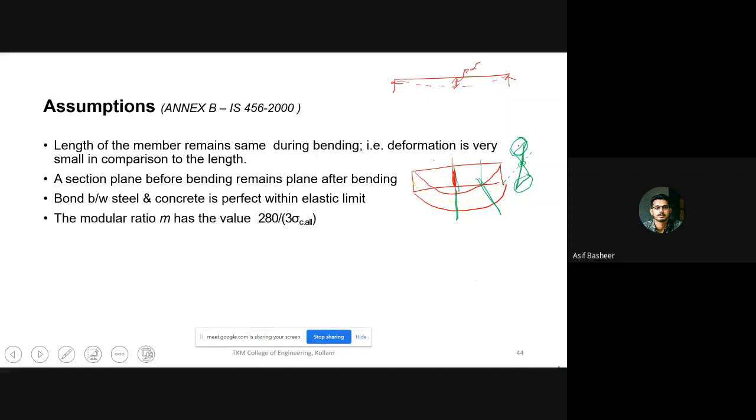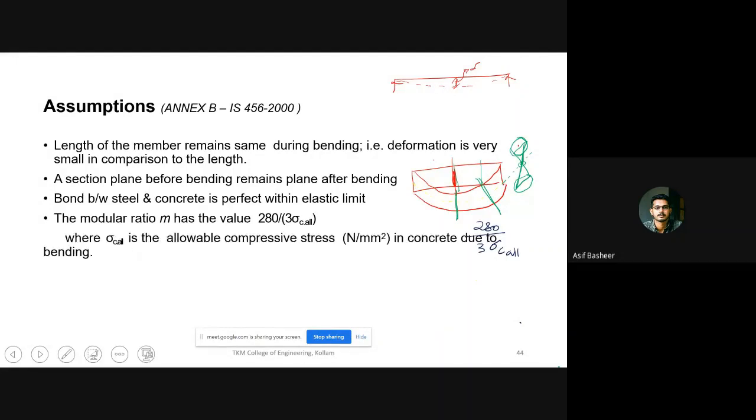The modular ratio, what do you mean by modular ratio? That is Es by Ec, which is used for calculation in your WSM, that is, the working stress method. And the code gives the value for the modular ratio as 280 by 3 sigma c allowable. This value of sigma c allowable is provided in Annex B of IS 456. This modular ratio is used for design purposes, and for design you don't have any significance here because you are not doing design using this WSM, so it's fine for you guys.